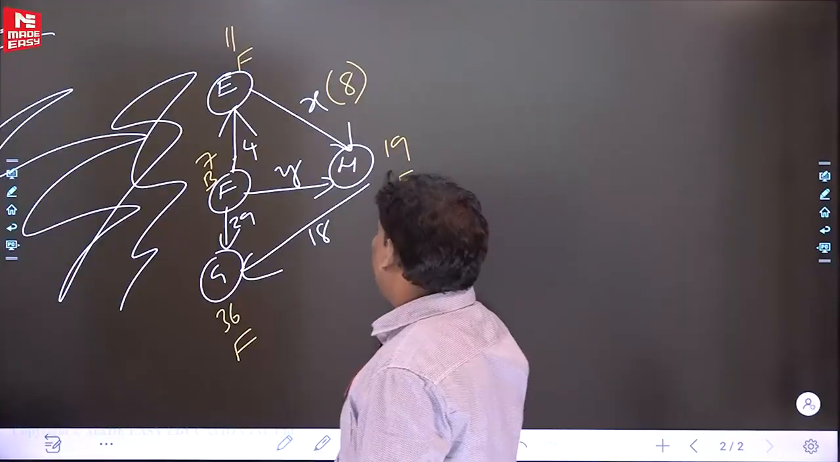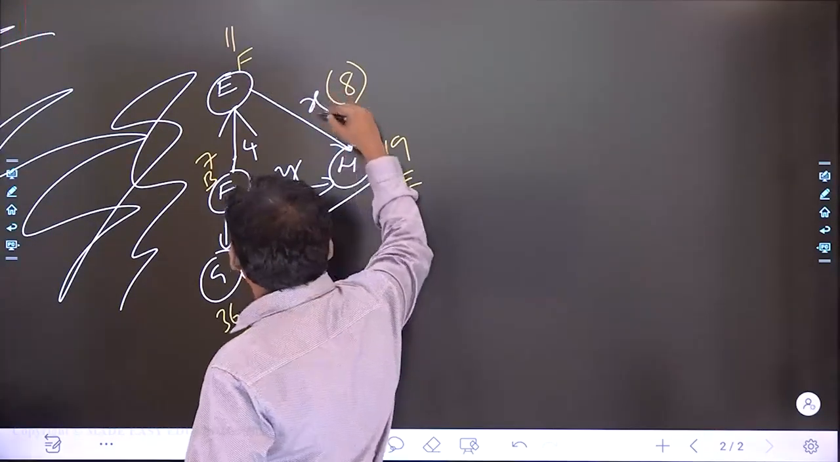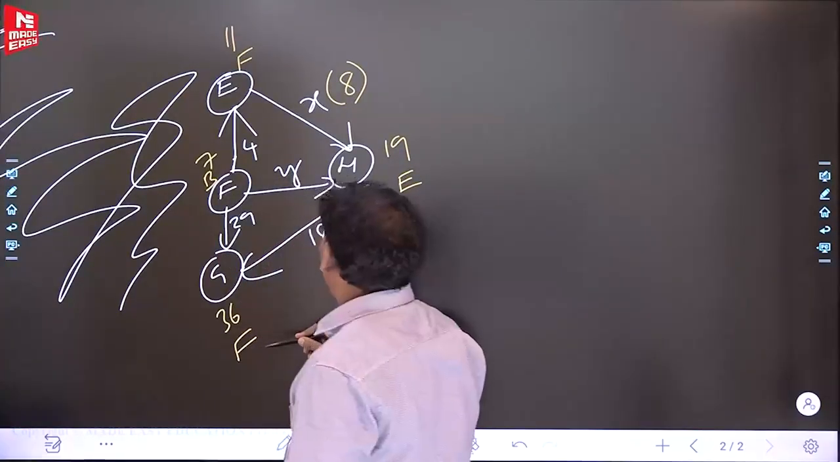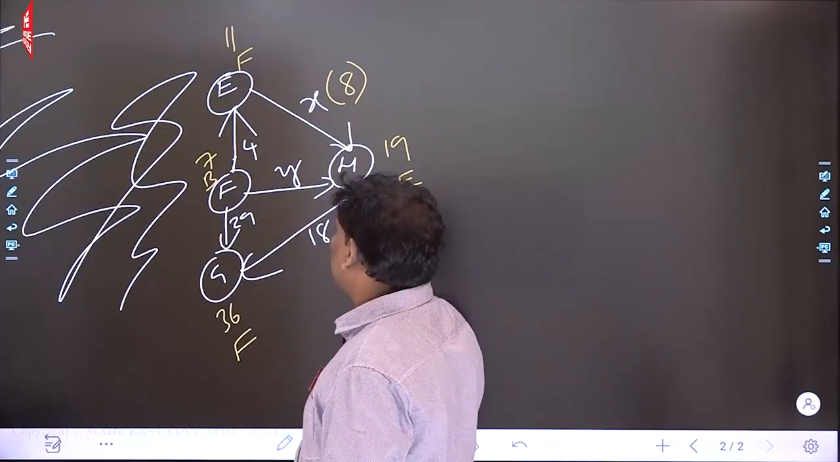Now can you help me? The E value is already 11, and 11 plus something is going to be 19. How much is it? It should be 8. Now let me ask you one small question. To come to H, one more path is also there. What is that?